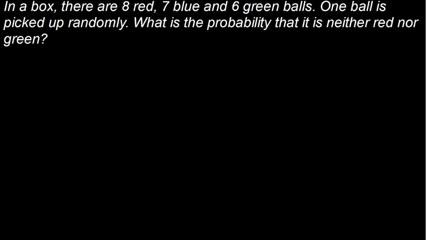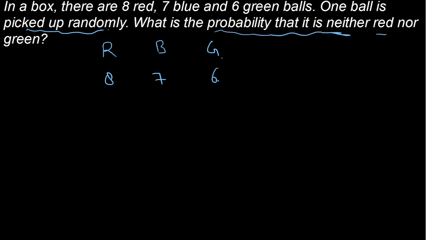In a box there are 8 red, 7 blue and 6 green balls. Okay, so red, blue and green balls are there. 8 reds, 7 blue, 6 green. One ball is picked up randomly. What is the probability that it is neither red nor green? ये रेड भी नहीं होनी चाहिए और ग्रीन भी नहीं होना चाहिए, तो फिर ये कौन सा बॉल होना चाहिए? Obviously it should be a blue.